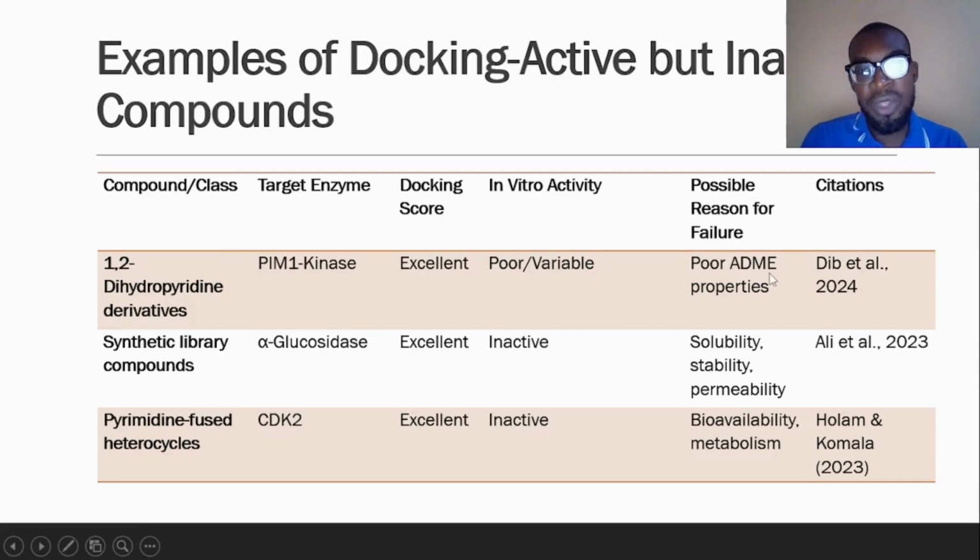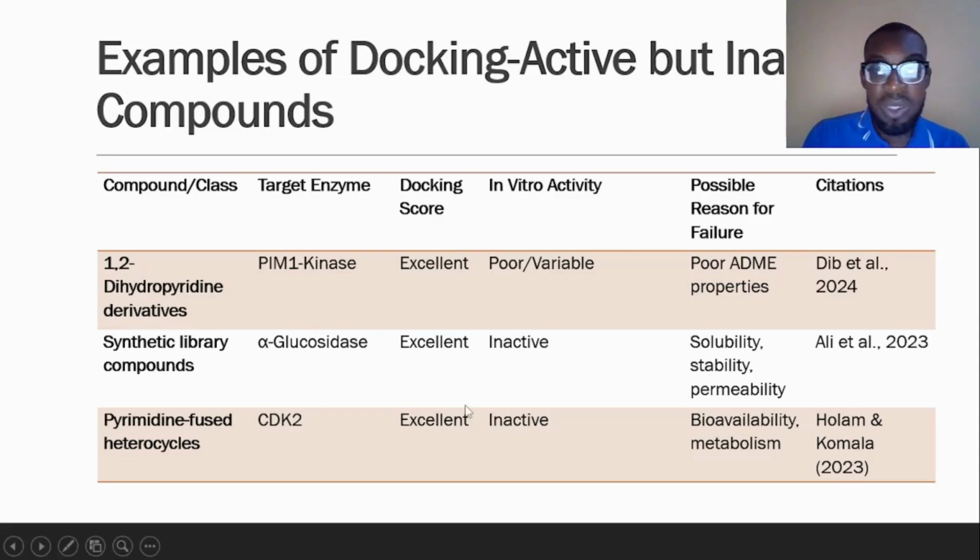And the reason for that was due to ADME properties, that is absorption, distribution, metabolism, and excretion. So if those molecules have good docking scores, but they are not well absorbed in the body, or they are not well distributed, or they have issues with metabolism and even excretion, then it's possible that they will not have good in vitro activity. And that's why it's not just enough to carry out docking. It's also important that you carry out ADME tests to look at the druggability or the drug likeness of the molecules you are working with.